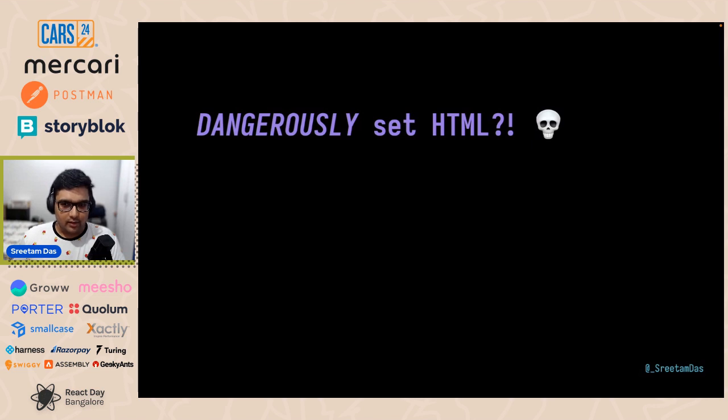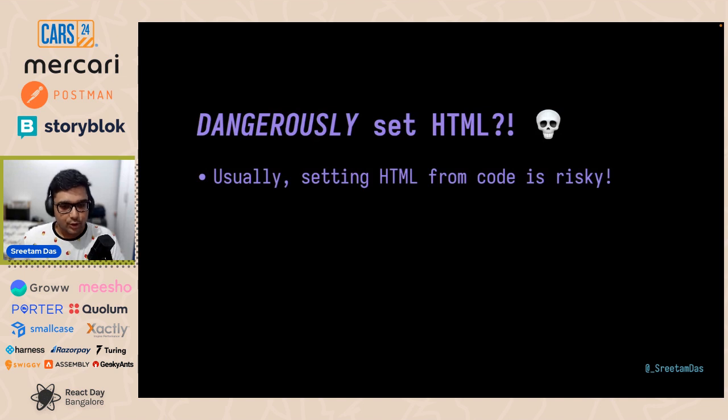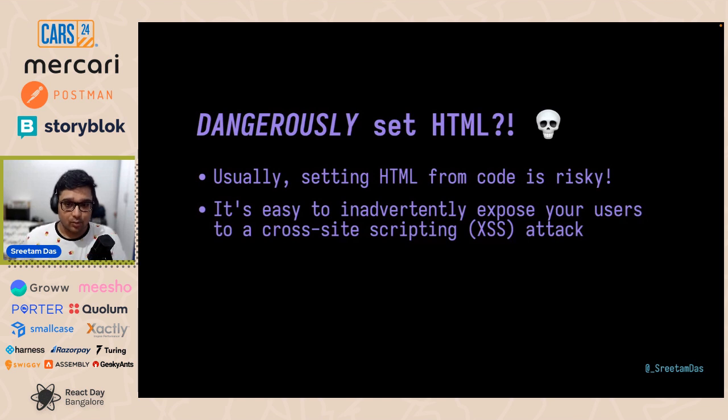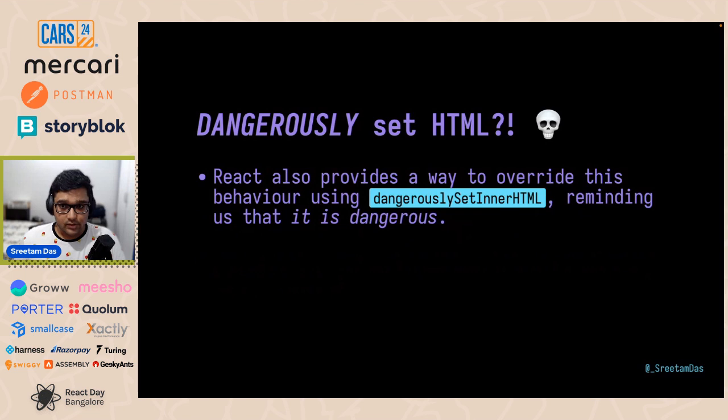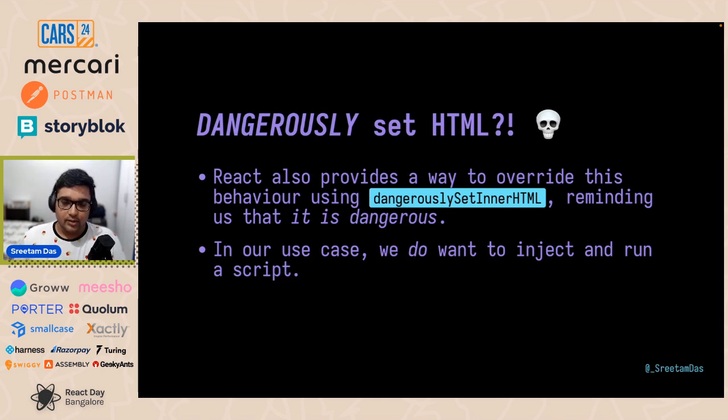So I hear you say, you want me to add things, but it says it's dangerous. Well, usually setting HTML from code is risky. It's easy to expose your users to cross-site scripting attacks. React actually sanitizes these contents before rendering them by default. But it also provides us with a way to override this behavior using the dangerouslySetInnerHTML attribute, reminding us at the same time that it is indeed dangerous. In our particular use case, though, we do want to inject and run a script.